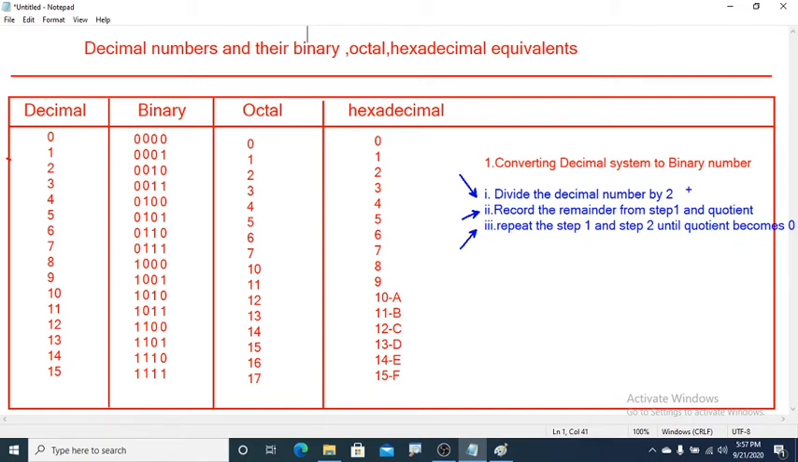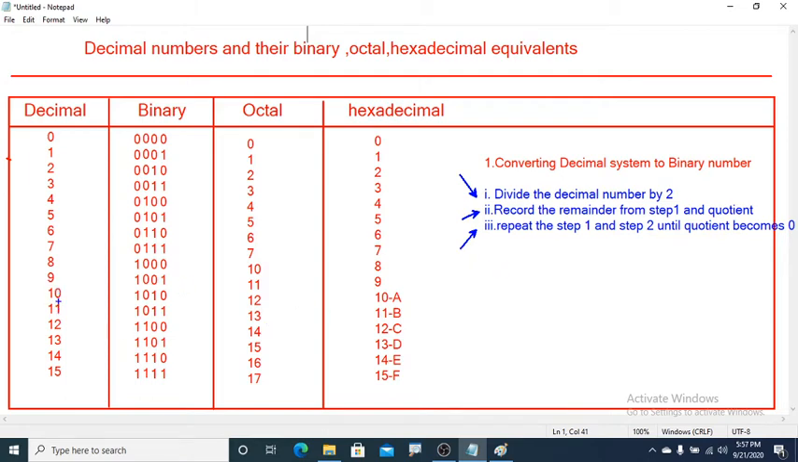First we have to divide the given number by 2. Record the remainder and quotient. Finally, repeat step 1 and step 2 until the quotient becomes 0. So now I will take this number, 10.